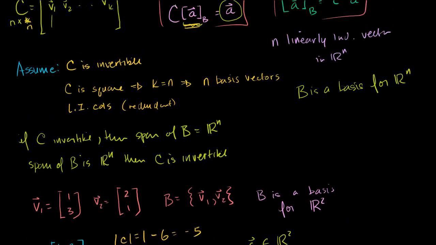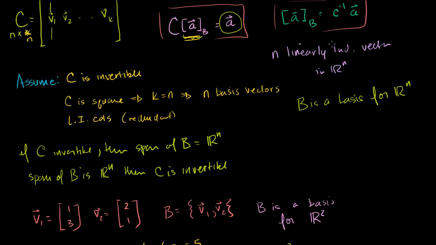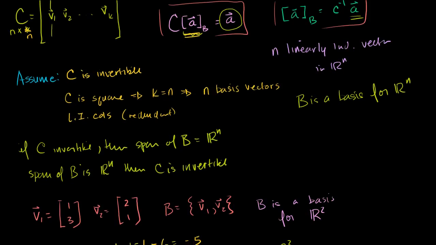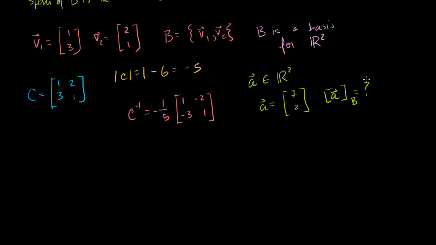Well, we go to this situation. We know what a is, so we just multiply C inverse times a to get the coordinates of a with respect to B. So let me write that down. C is that, C inverse is that. So we could write the coordinates of a with respect to B is equal to C inverse times the standard coordinates of a.